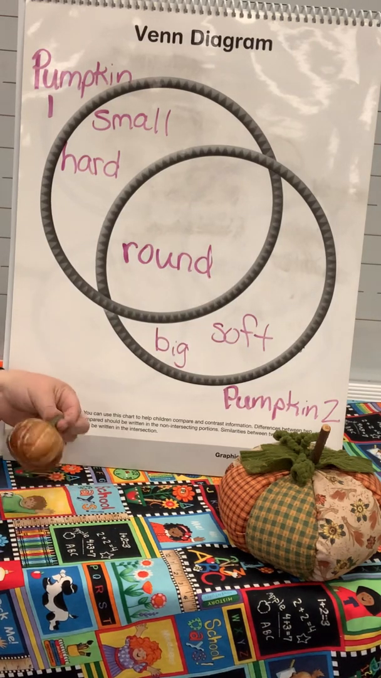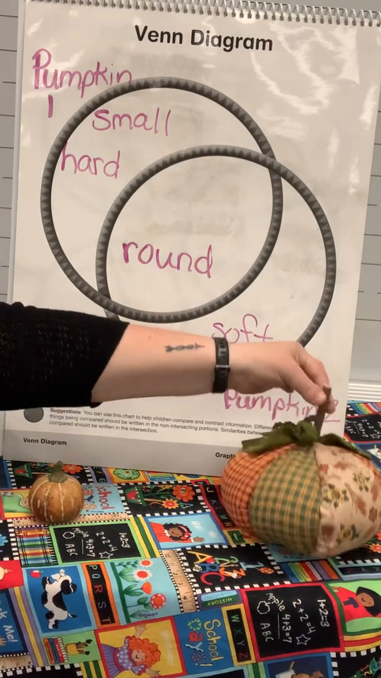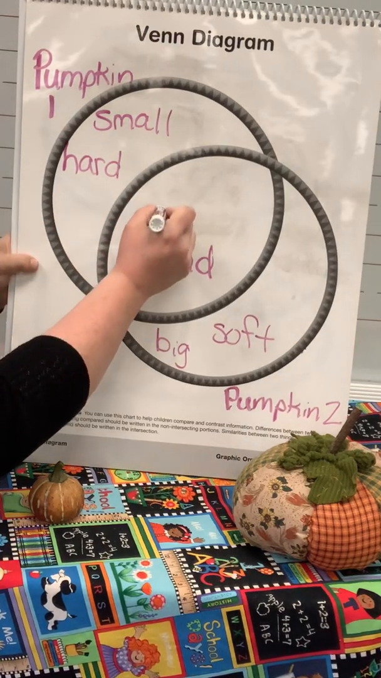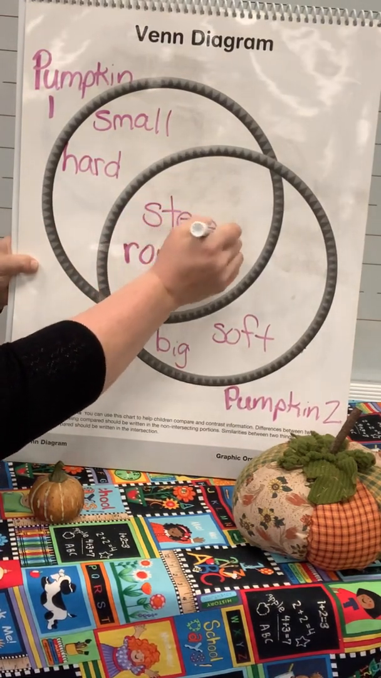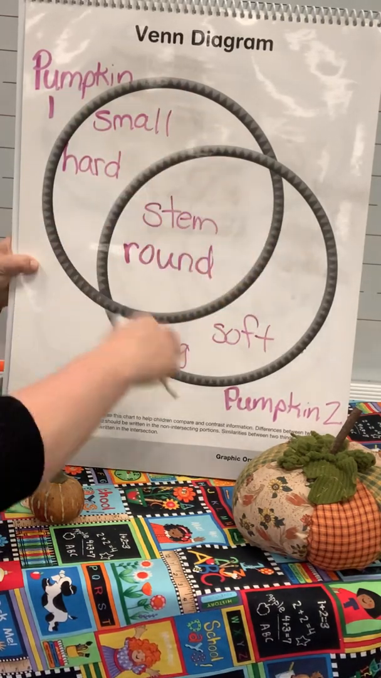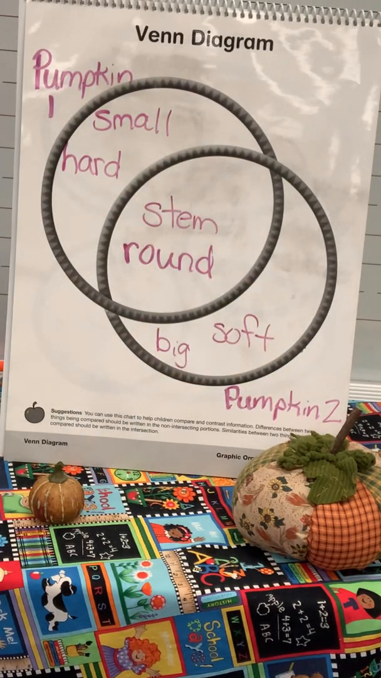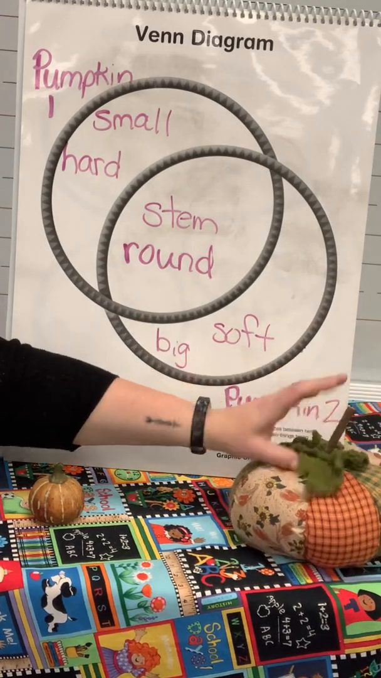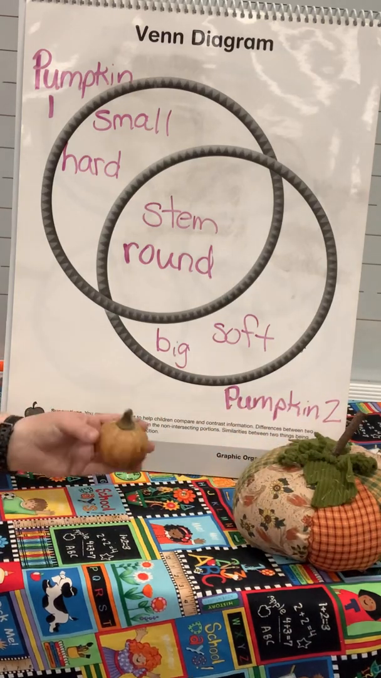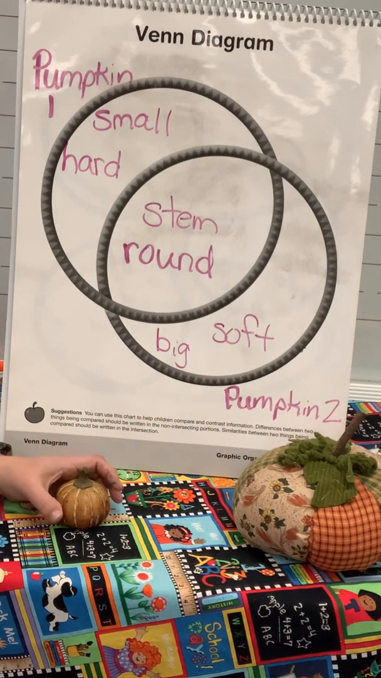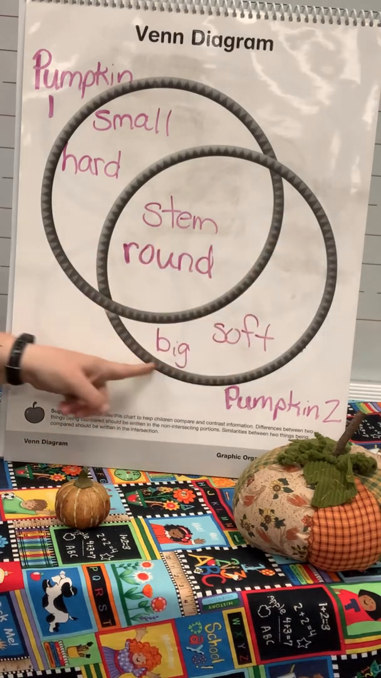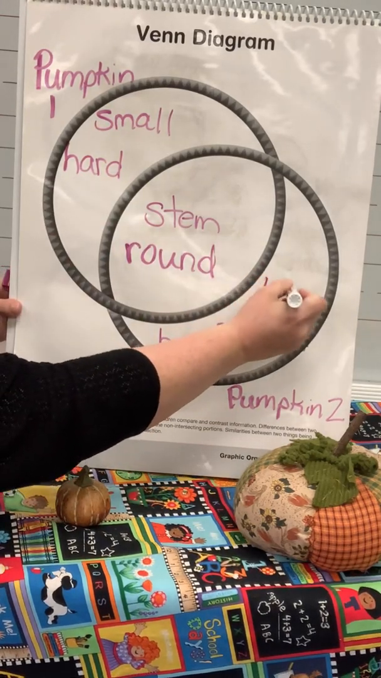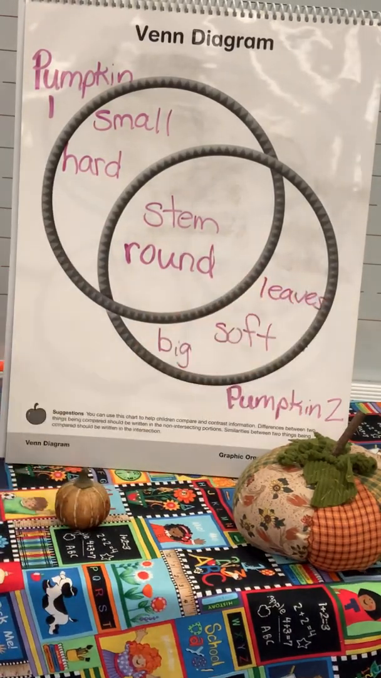Let's see. Oh, look. Pumpkin 1 has a stem. Pumpkin 2 also has a stem. So I'm going to write stem in the part of the Venn diagram that covers pumpkin 1 and pumpkin 2. Look, it also has leaves. See that? Pumpkin 2 has leaves. Does pumpkin 1 have any leaves? No, so I'm going to write leaves just in pumpkin 2 because pumpkin 1 does not have any leaves. So I'm going to write leaves. Okay.